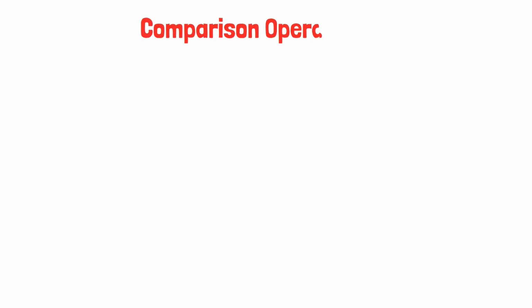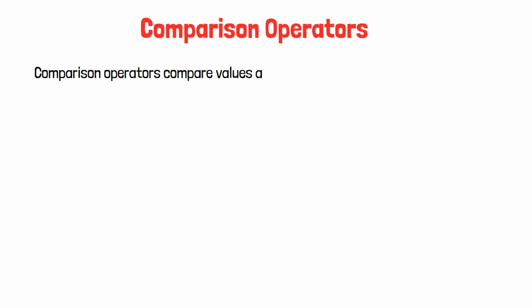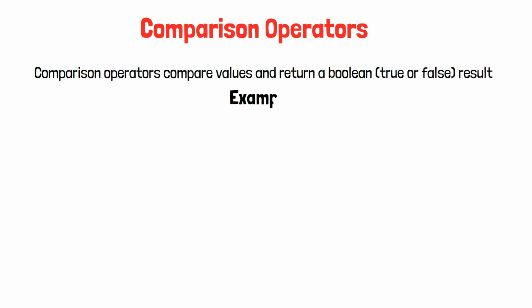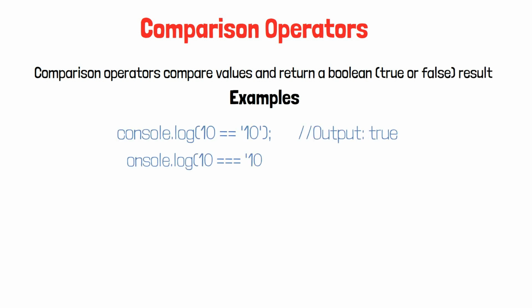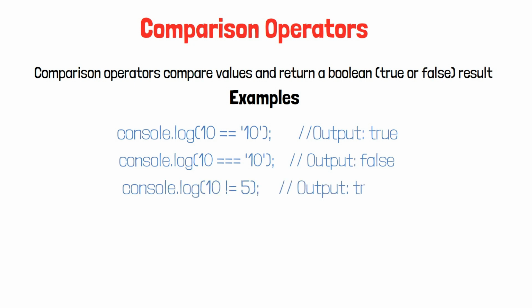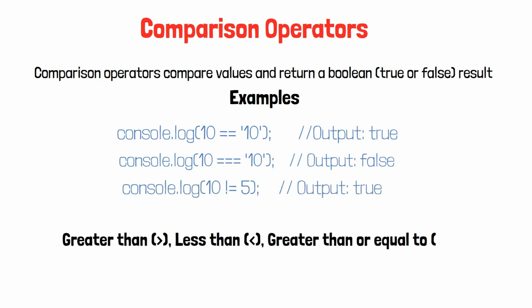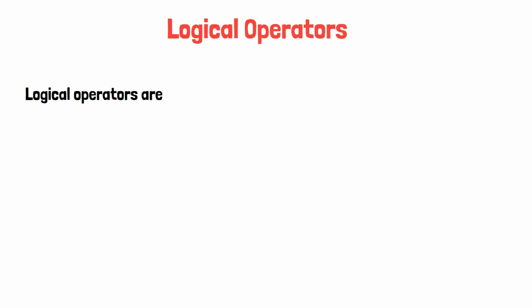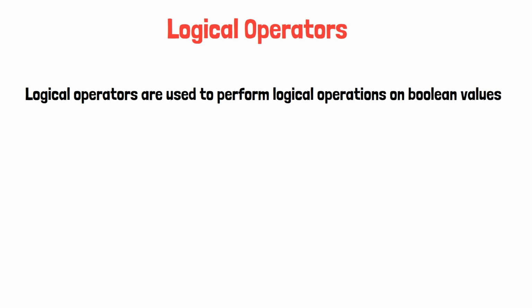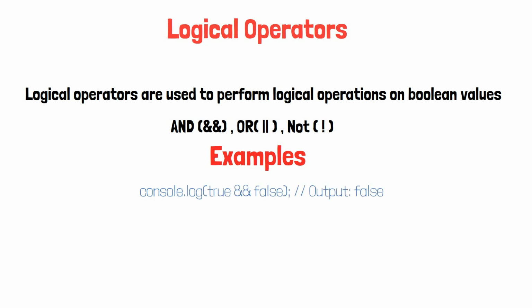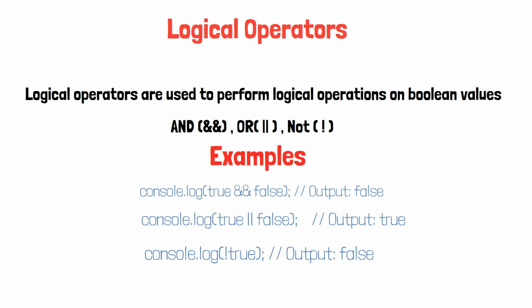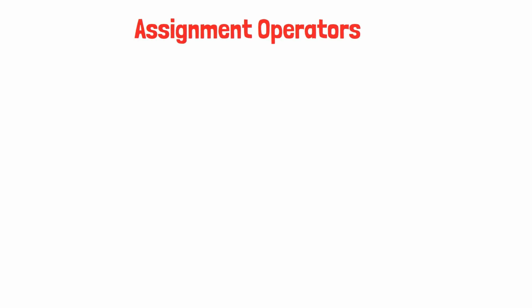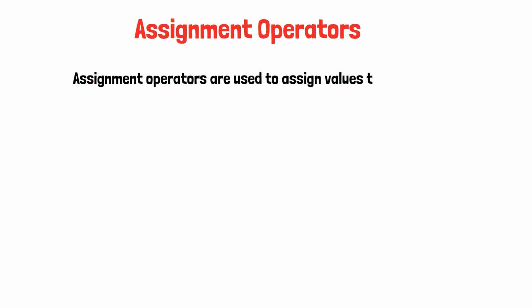Comparison operators. Comparison operators compare values and return a Boolean true or false result. Logical operators. Logical operators are used to perform logical operations on Boolean values. Assignment operators. Assignment operators are used to assign values to variables.